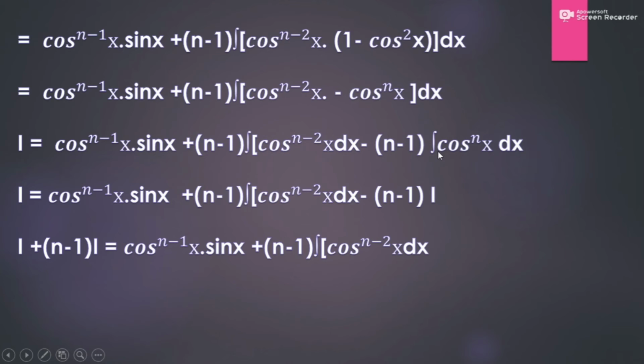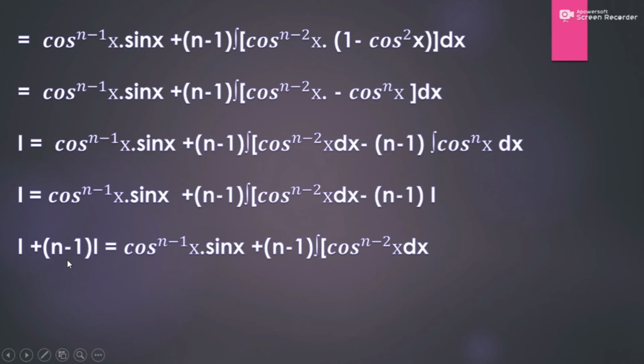Firstly we have to consider the first equation as I is equal to the integral of cos^n x dx. So we can replace this term by I. So I is equal to cos^(n-1)x sin x plus (n-1) times the integral of cos^(n-2)x dx minus (n-1) times I. Here we can replace this term by I, that is, the integral of cos^n x dx is equal to I from equation 1. Then minus minus (n-1) times I. So this term goes to the left hand side, so it becomes plus.